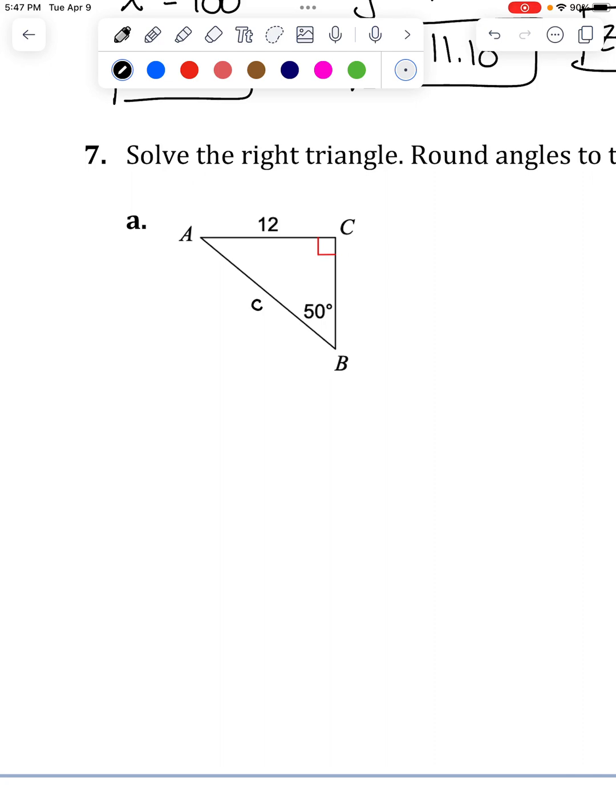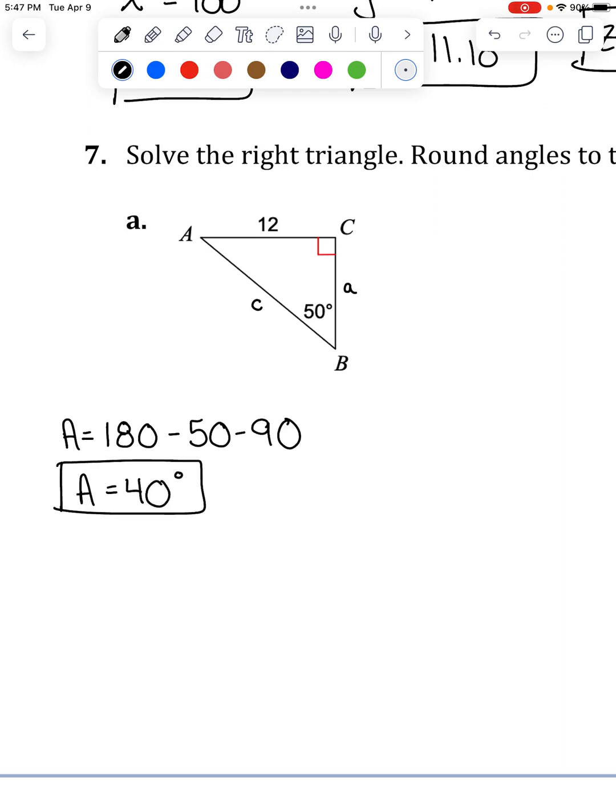Across from it is side C. Angle B is 50. Across from it is side B, which is 12. And then that makes this side A. I personally solve for the item which I know 2 of. I know 2 angles, so I'm going to solve for the third angle first. Angles in a triangle add up to 180. So angle A is 180 minus the 90 and the 50 we know, making angle A a 40-degree angle. Make sure angles are capital.